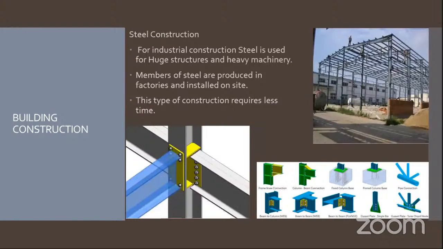The next is steel construction. So for industrial construction, steel is used for huge structures and heavy machineries. So if we are building an industry, how much load will come inside the industry, how much is the load of the machineries, and will the structure be able to survive? How many load calculations will there be? All of these things are quite technical but very important for an architect to know about while designing.